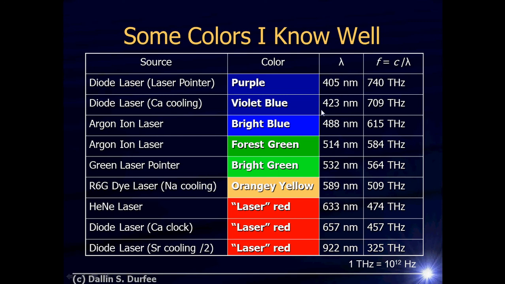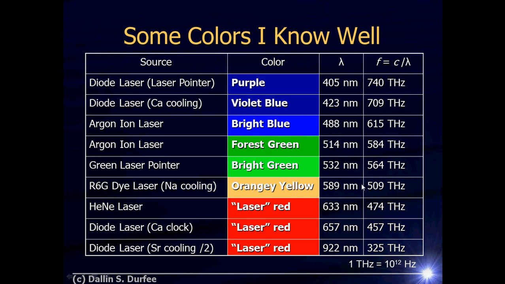All right. In my lab, we have a laser at 423 nanometers, or we used to. It doesn't work anymore. We don't do that experiment anymore. But it's kind of a violet blue color, 423 nanometers. Argon ion lasers can put out several different laser lines. One is at 488 nanometers, and it makes a very bright baby bluish kind of blue. It also puts out a line at 514, which is a beautiful forest green. The green laser pointers you've seen, a bright green color, that's 532 nanometers.